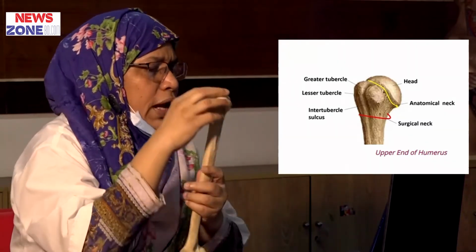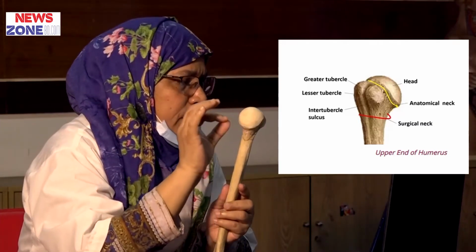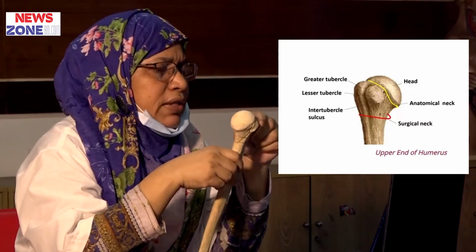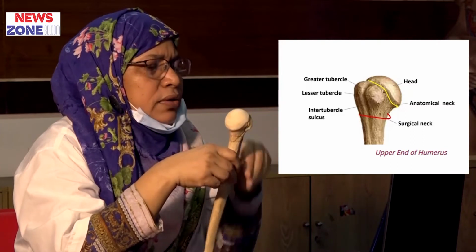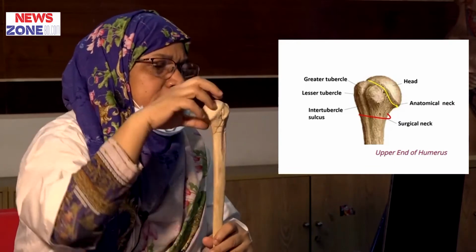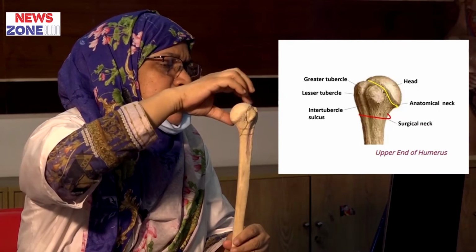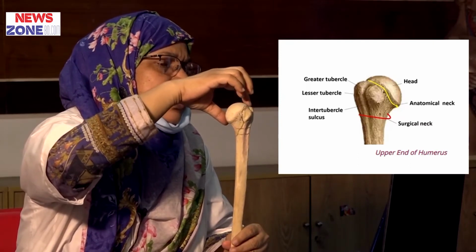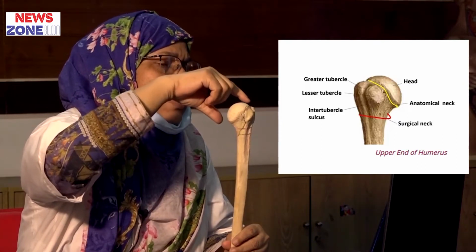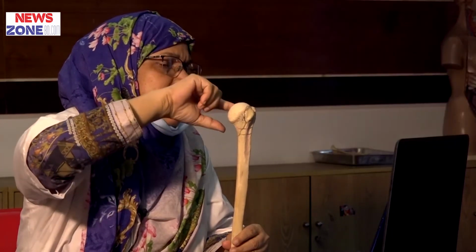And also, ma'am, there is a greater tubercle. Above the greater tubercle, there is some smooth area. The smooth area lodges the attachment of the muscle. On the greater tubercle, from medial to lateral, the first attachment is the supraspinatus, then infraspinatus, and then teres minor.